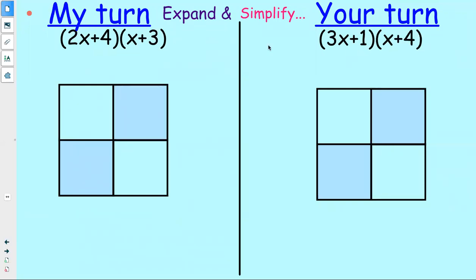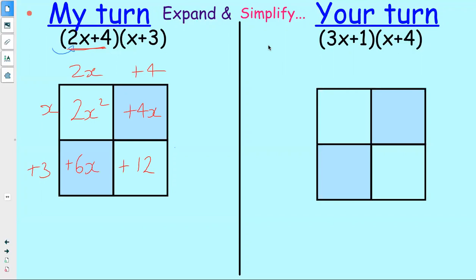Okay. Again, same setup, my turn. What's different this time? I've got a number in front of that variable x there, but you're doing the exact same thing, guys. So let's get started. Change my color. Right, so this part here. So I've got 2x here, a positive 4, x here, and a positive 3. Let's multiply out. 2x times x is 2x squared. x times 4 is positive 4x. 2x times 3 is a positive 6x, and 4 times 3 is a positive 12.